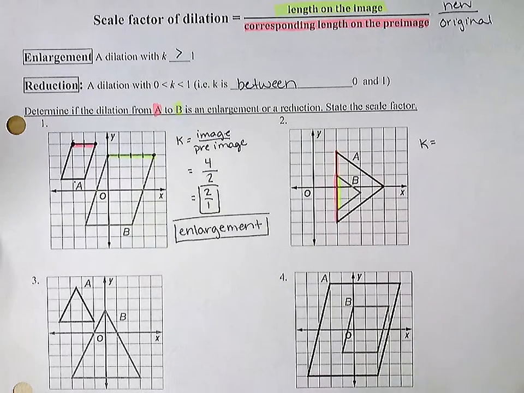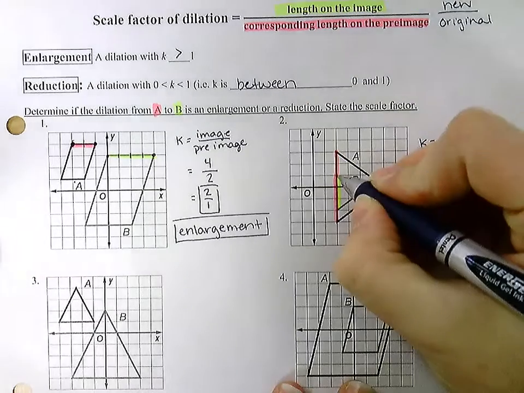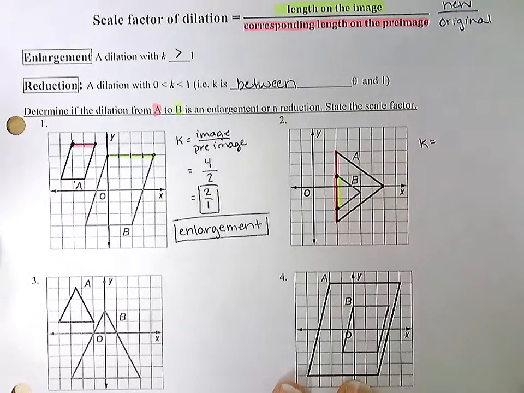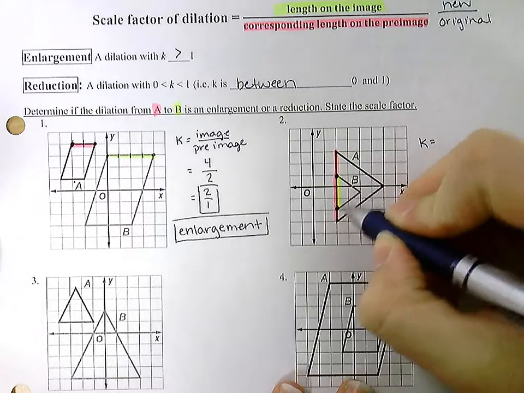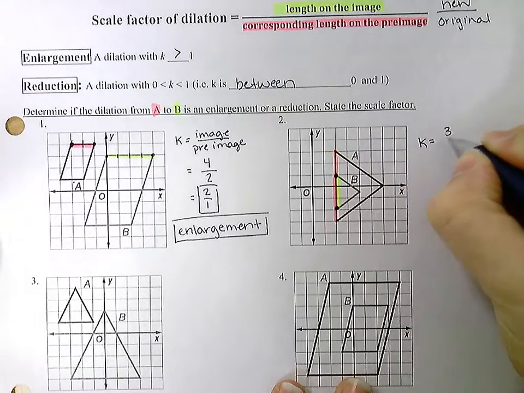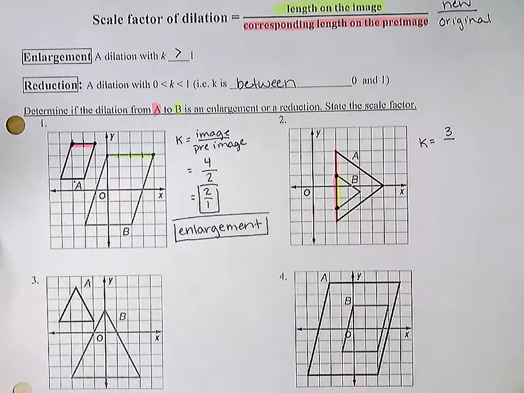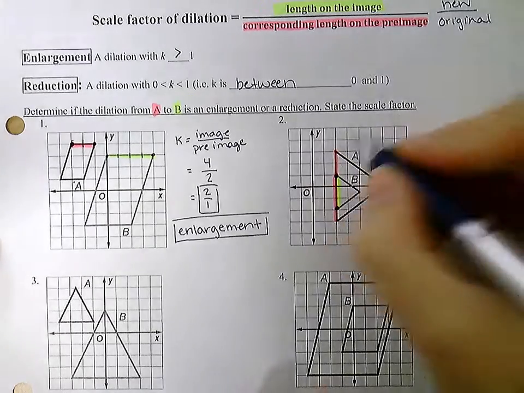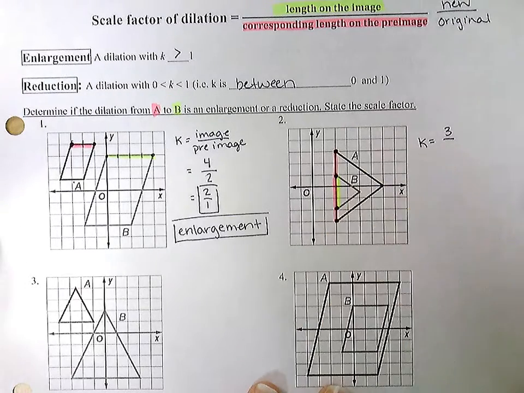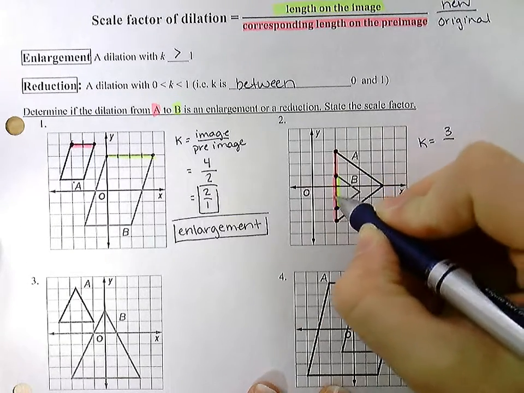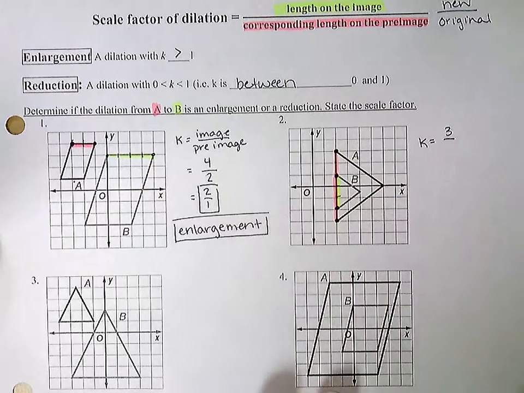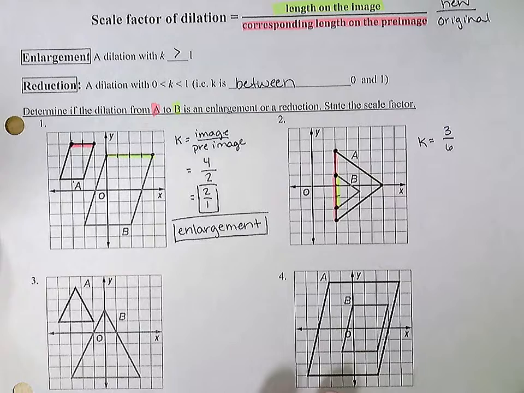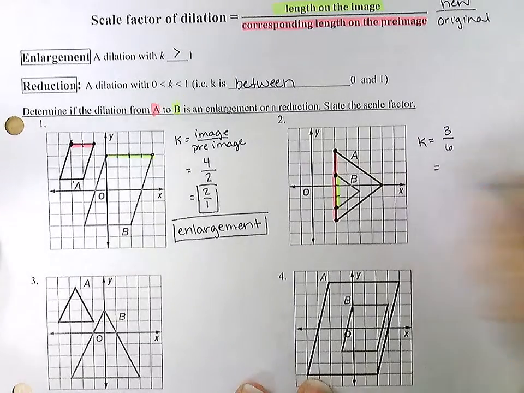So finding K, we need the new image, which is what I highlighted in yellow, so that's B. So I want to count that distance between points along that side. So I have 1, 2, 3. Over its similar side in figure A, which is the original or your pre-image. And again, count that length between your points. And I got 6. So I have 3 over 6 is my scale factor.